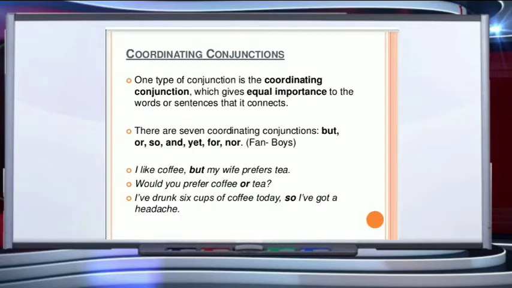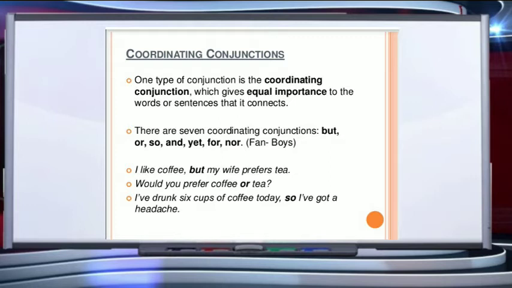Now, children, coming to the explanation of coordinating conjunctions, one type of conjunction is the coordinating conjunction, which gives equal importance to the words or sentences that it connects. That is, the words or the sentences on either side of the conjunction have equal weightage.